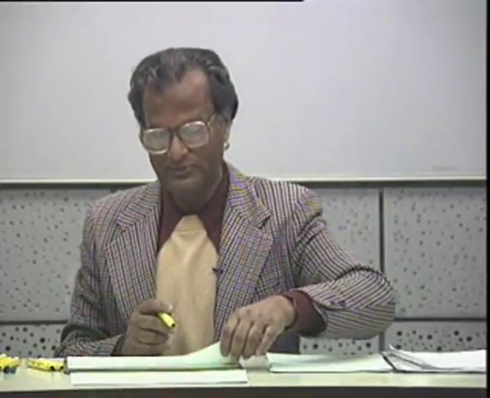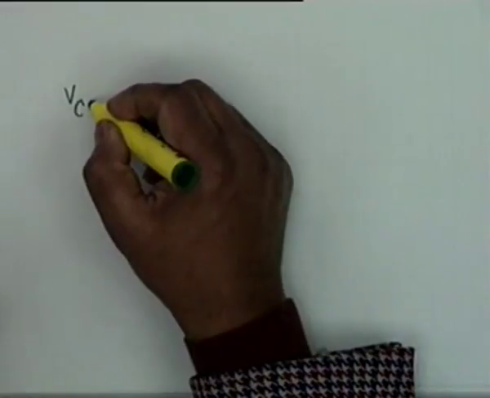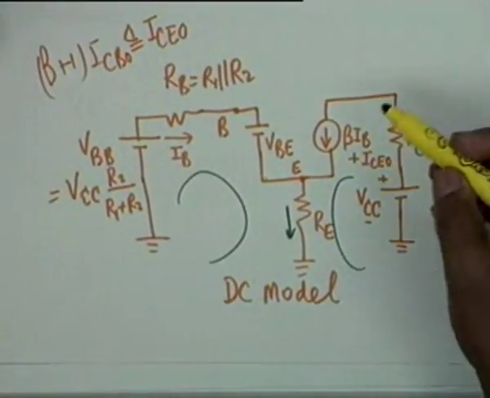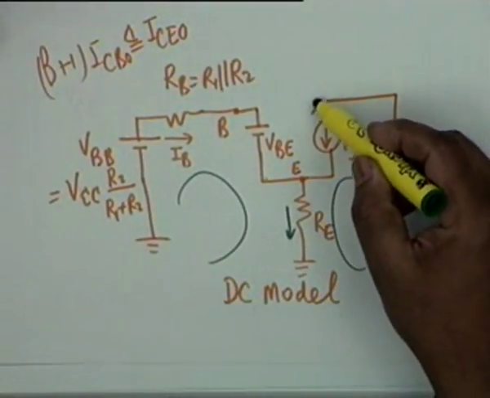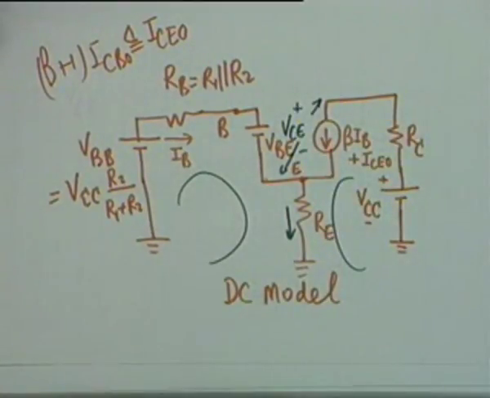On the right loop, if you notice, I have VCE, okay, this voltage from here to here, VCE.